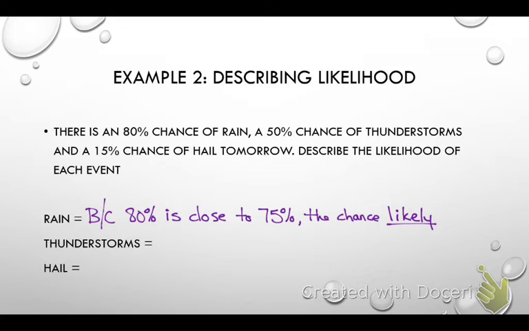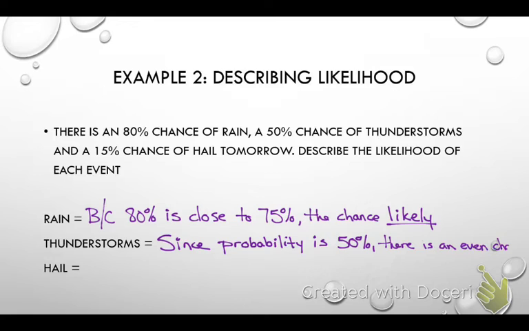I want you to do thunderstorms and hail, and then we'll go over it. Let me know if you're stuck. Okay, so for thunderstorms, what did you say? Even chance. Okay. And I just put it into a sentence. Since the probability is 50%, there's an even chance. Okay, even chance. All right.